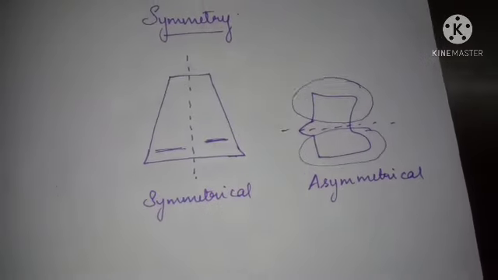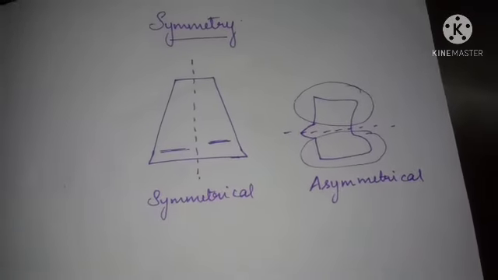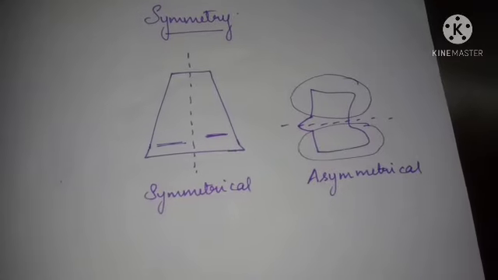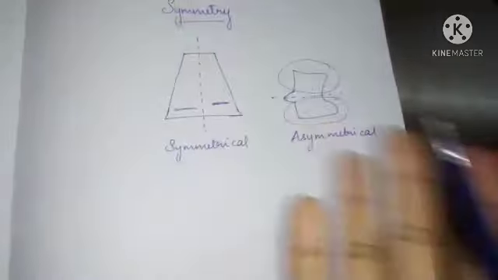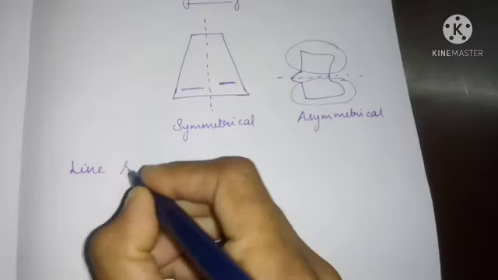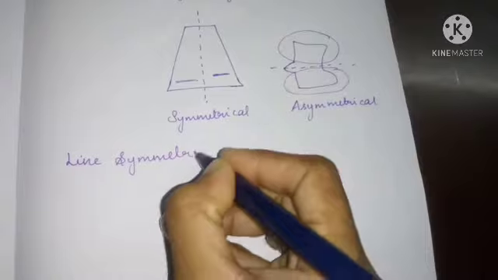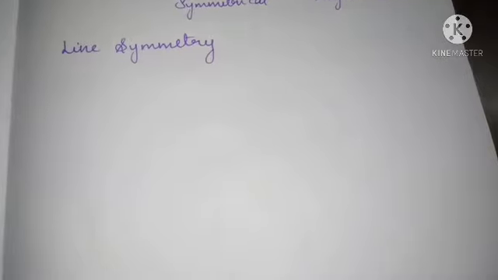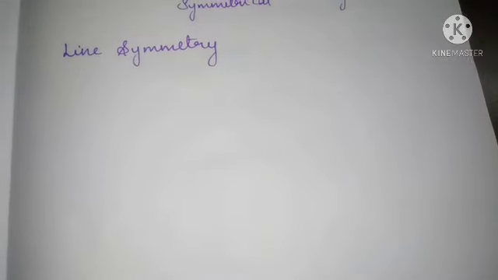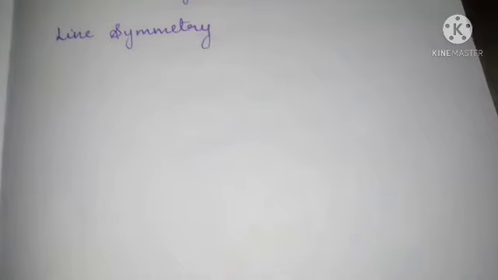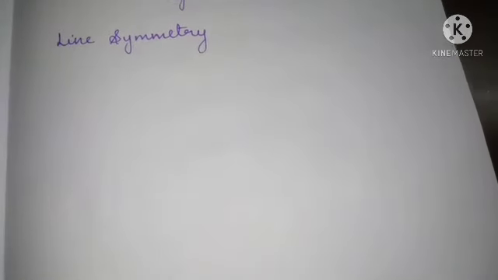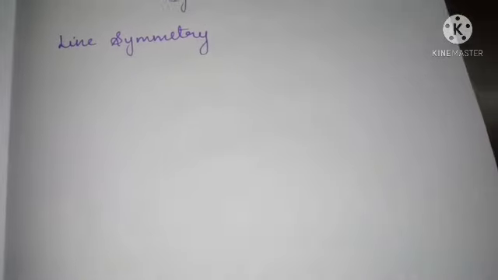We have many types of symmetry. In that we are going to deal with line symmetry. Line symmetry is nothing but what I have taught you, but once again I am going to give you an explanation. If a figure or diagram is given, I am going to divide that diagram using a line. If I divide it, then the left side and right side will be equal. Then that line is called the line of symmetry.